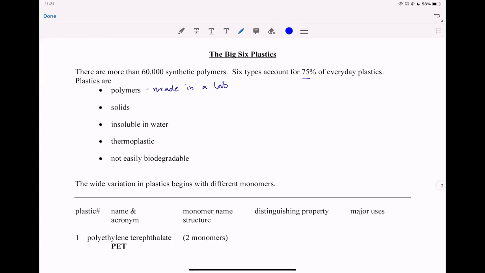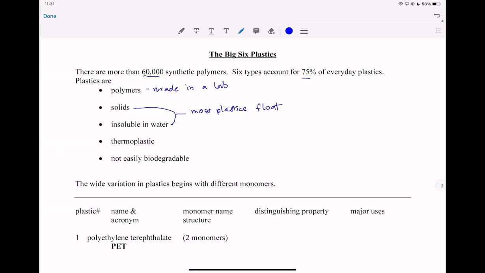And there are upwards of 60,000 types of synthetic polymers that range from solids to semi-solids to fabrics. And there's probably no end to it with science. They do tend to be solids that are insoluble in water. And because of both of these, most plastics float. Okay, so they are solids that can float.